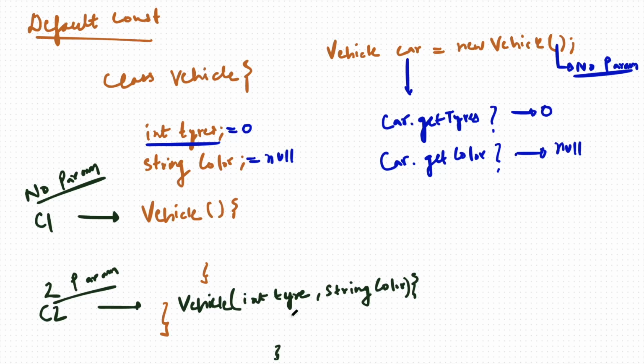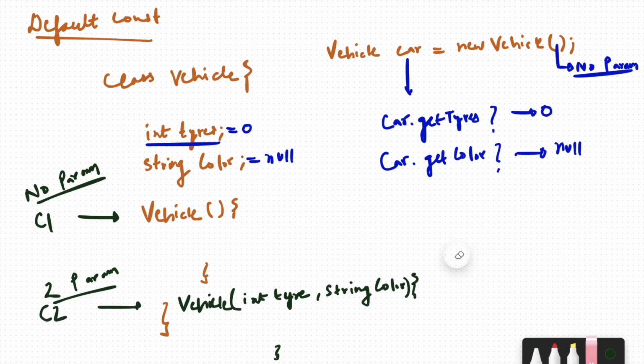And you can also differentiate them by the number of parameters you have. So probably I can have one more constructor, vehicle. Let's not talk about one more constructor right now because it will be a little bit confusing.